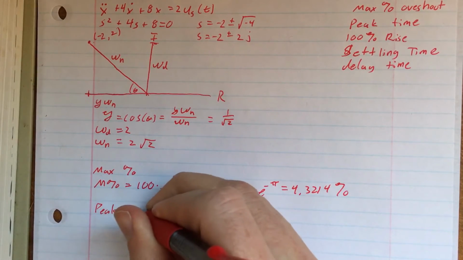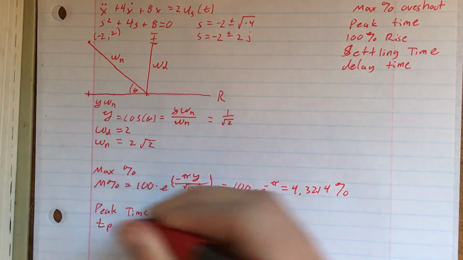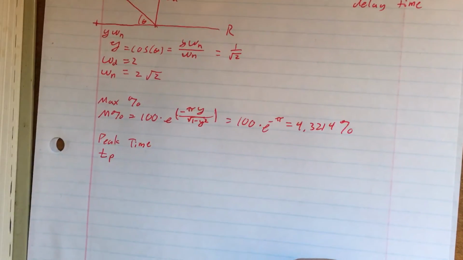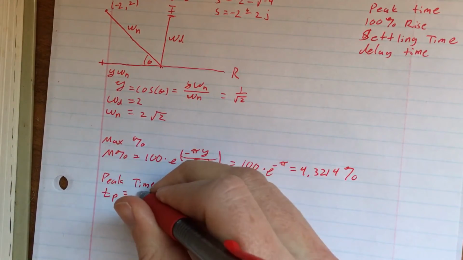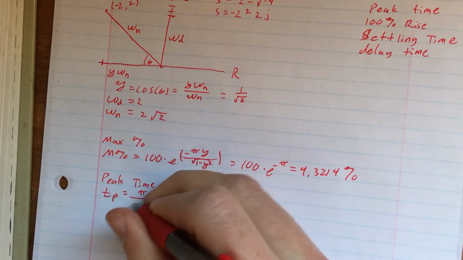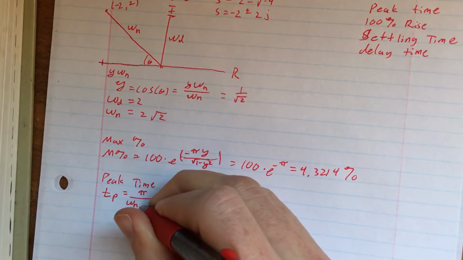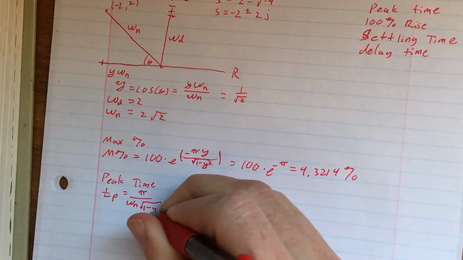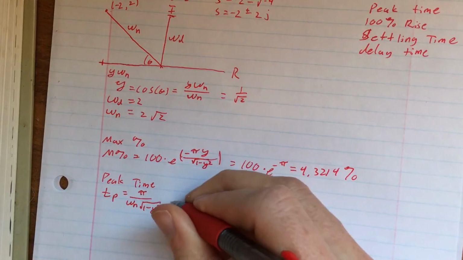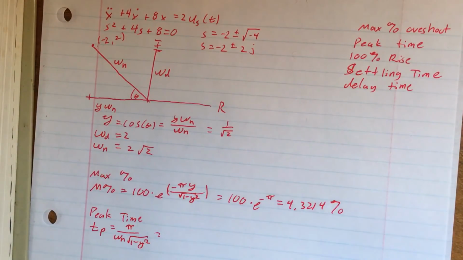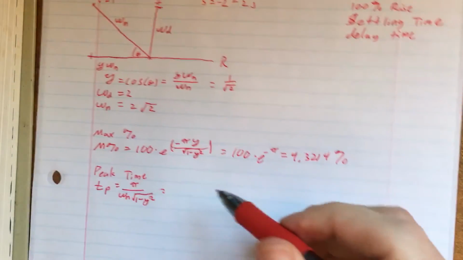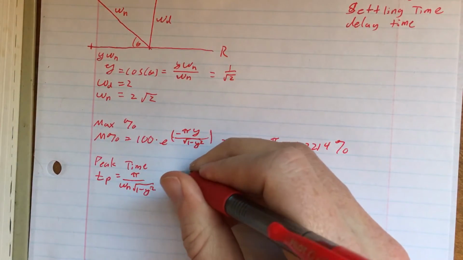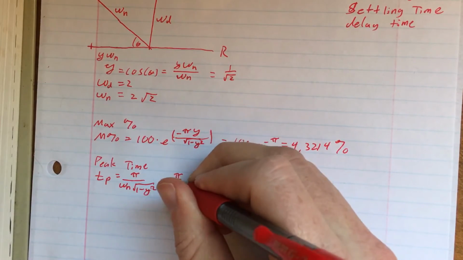Then for peak time, so Tp, we are given that this is equal to pi over omega n times the square root of 1 minus zeta squared. And then once again, just plug in omega n and zeta. This just comes out to pi over 2.